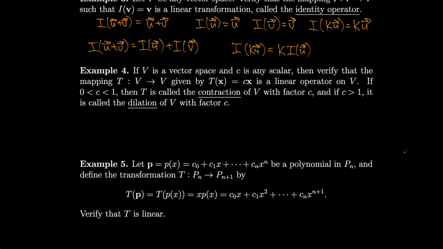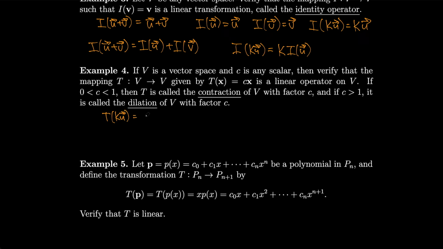If V is a vector space and c is any scalar, then let's verify that the mapping T from V to V given by T of x equals c times x is a linear operator on V. If c is between 0 and 1, then T is called the contraction of V with factor c, and if c is greater than 1, it is called the dilation of V with factor c. So let's look at T of ku.